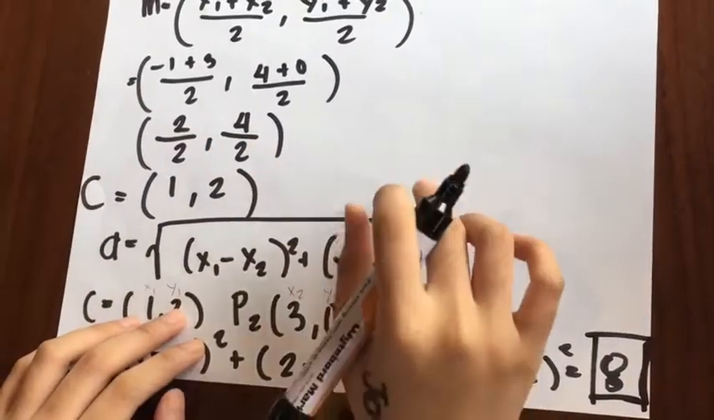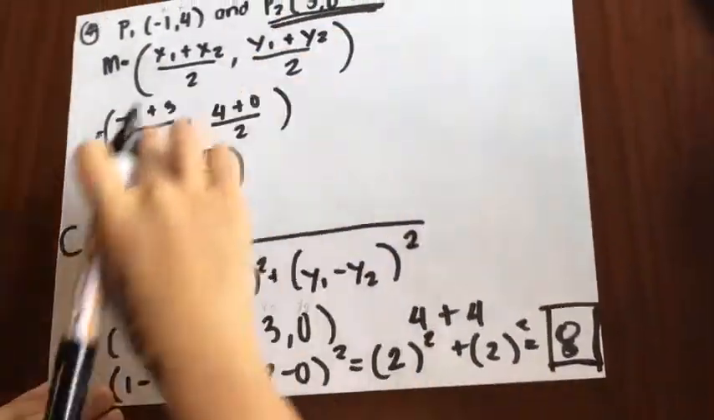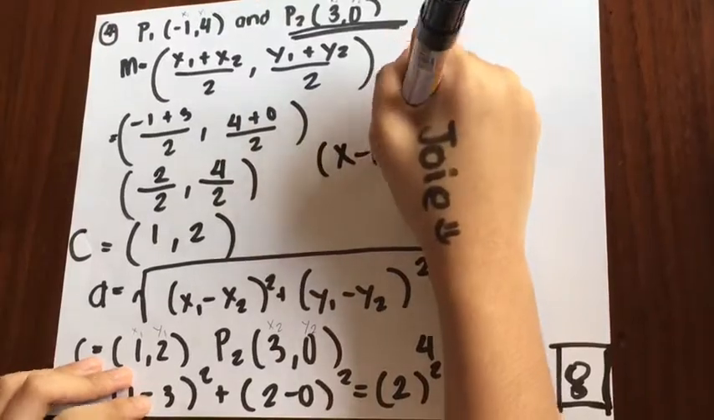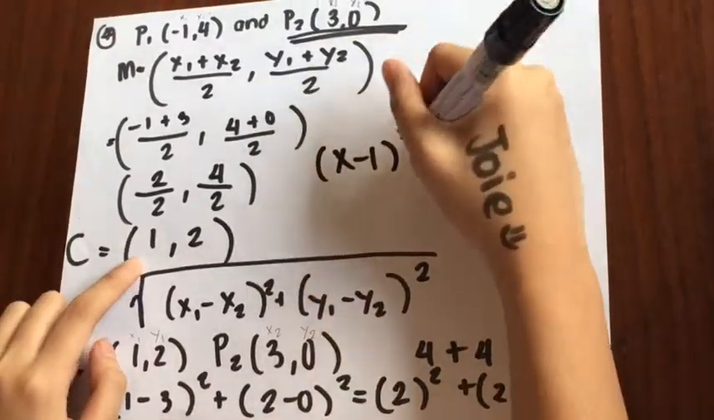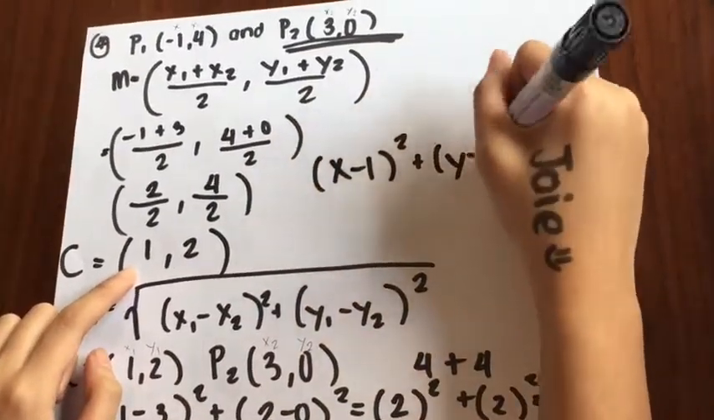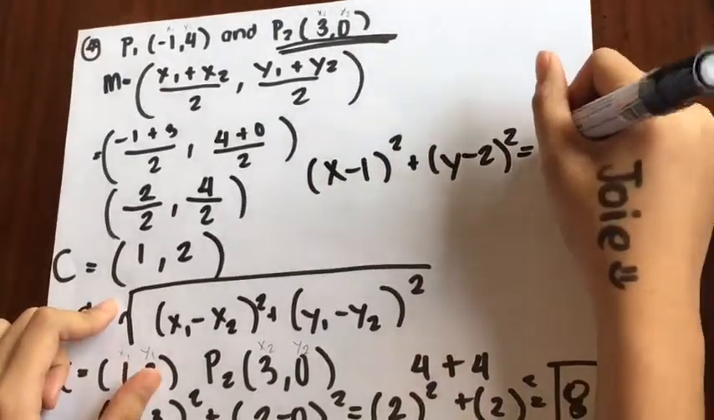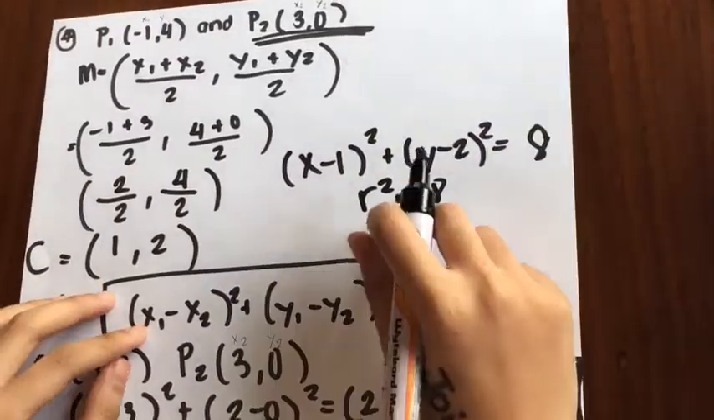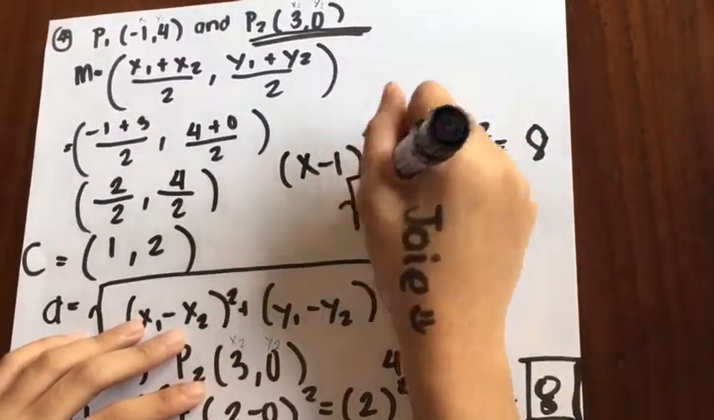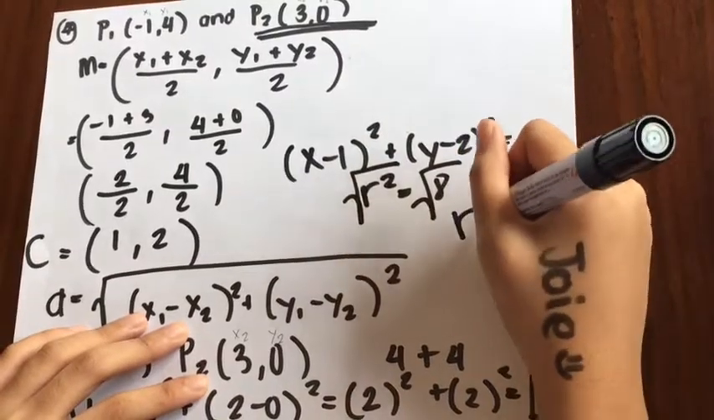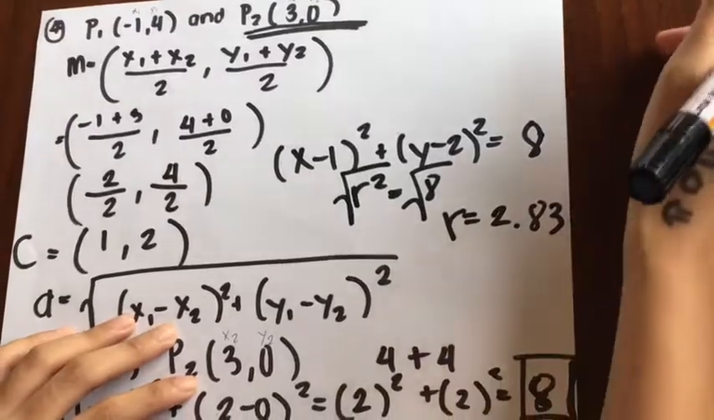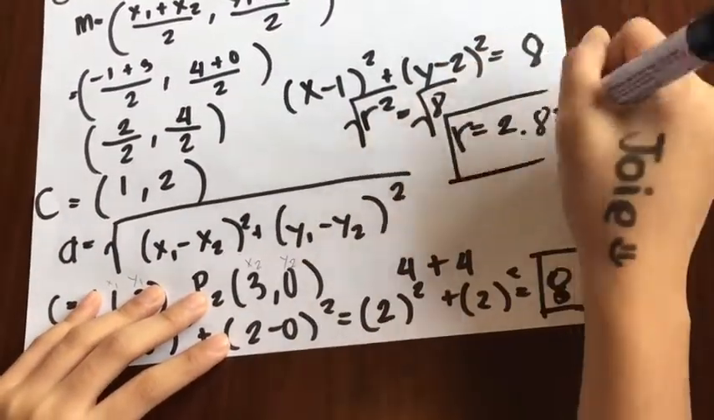Kukunin natin yung equation ng circle using itong mga informations na to. Bale, x minus 1 squared dahil dito plus y minus 2 squared equals 8. R squared natin is equals to 8. Bale, para makuha yung radius, square root natin siya. R is equals to 2.83. Mental yun, guys. Yan. 2.83. So, ayun guys.